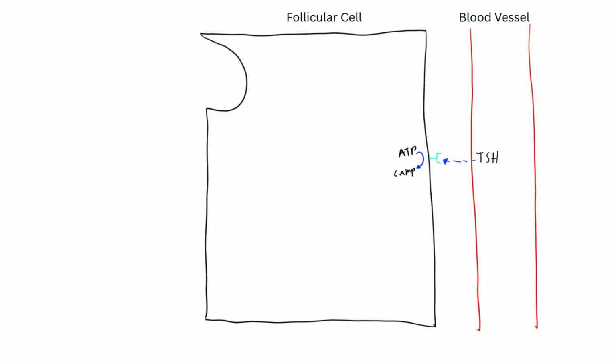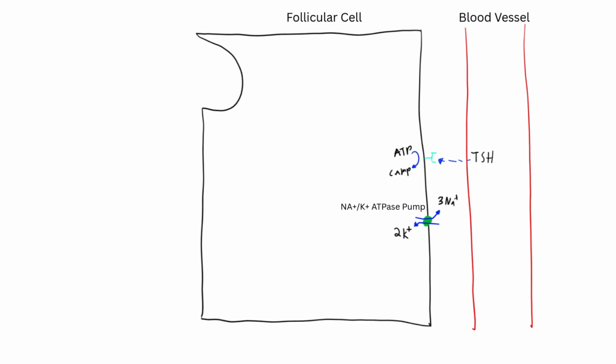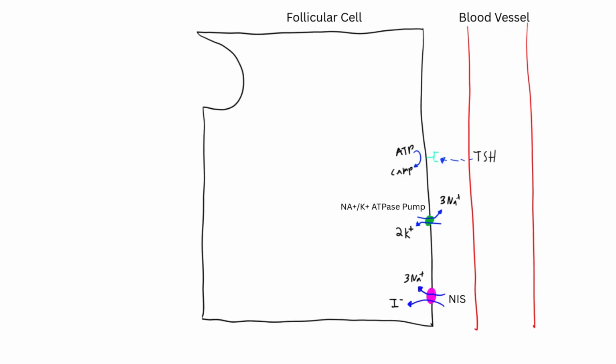This causes ATP to convert into cAMP. Located on the basolateral membrane is a sodium-potassium ATPase pump. Next to the sodium-potassium ATPase pump is the NIS, or sodium iodide symporter. The NIS brings 3 sodium molecules and 1 iodide molecule into the follicular cell.